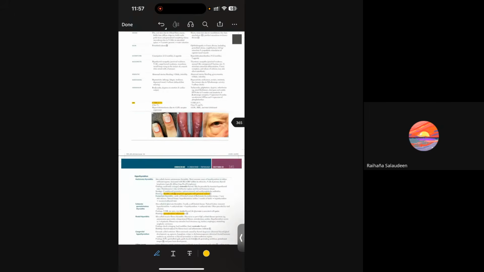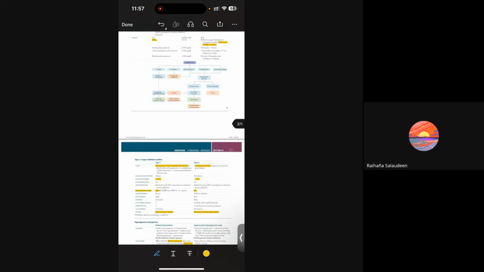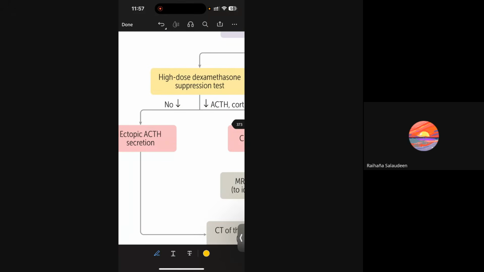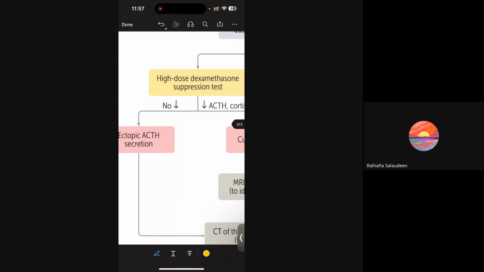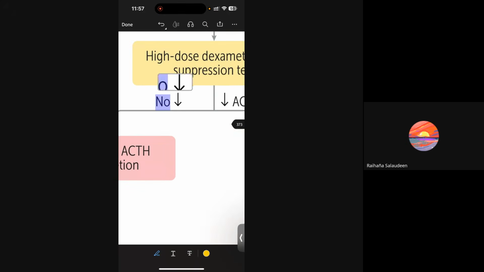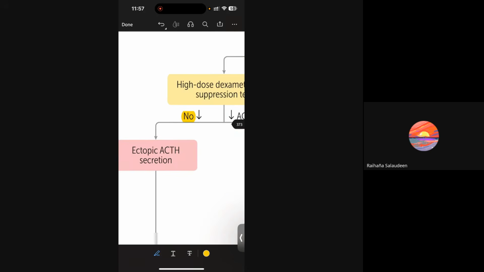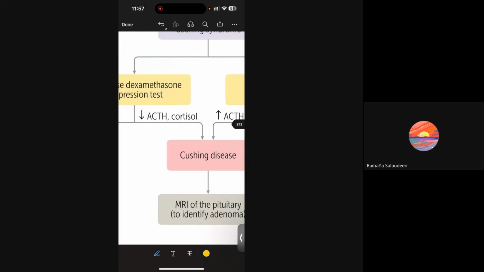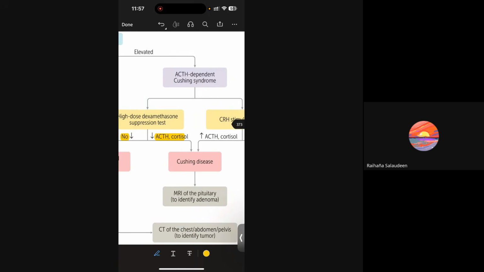Remember this, okay, this is very important. They do ask questions regarding the high dose dexamethasone suppression test. Ectopic ACTH secretion in high dose dexamethasone suppression: no decrease. If the ACTH production is from an ectopic site, there is no decrease. If it is from the pituitary, then you are going to see a decrease in both, in high dose.